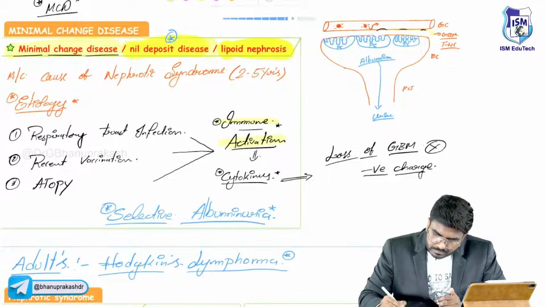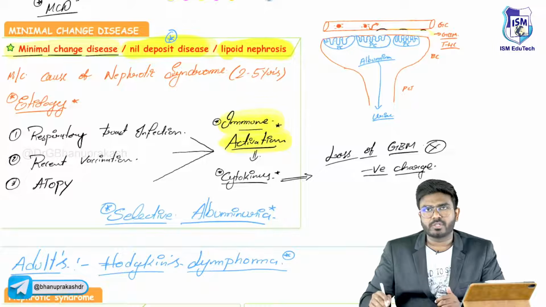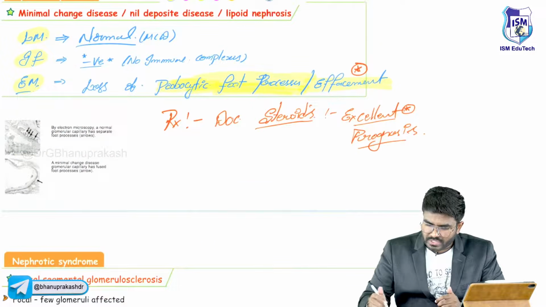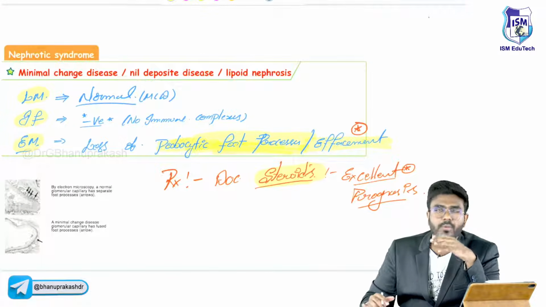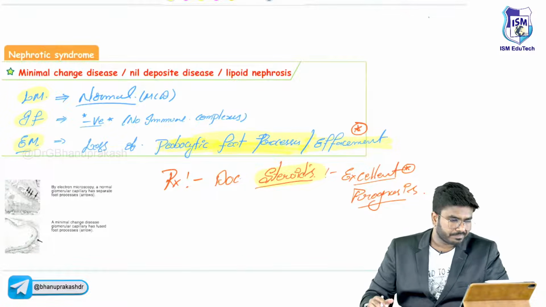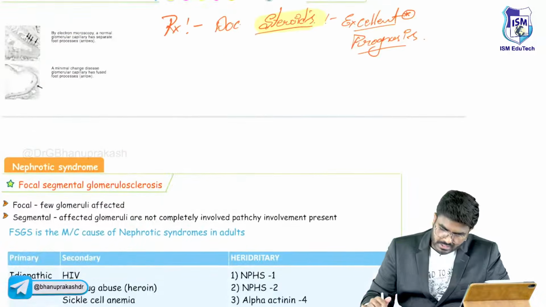Now, what is the problem? The problem is too much activation of the immune system. So when you give steroids, what will steroids do? Steroids are immunosuppressants. They will suppress the immune system. So the problem is going to be treated. So completed? Okay. Next.